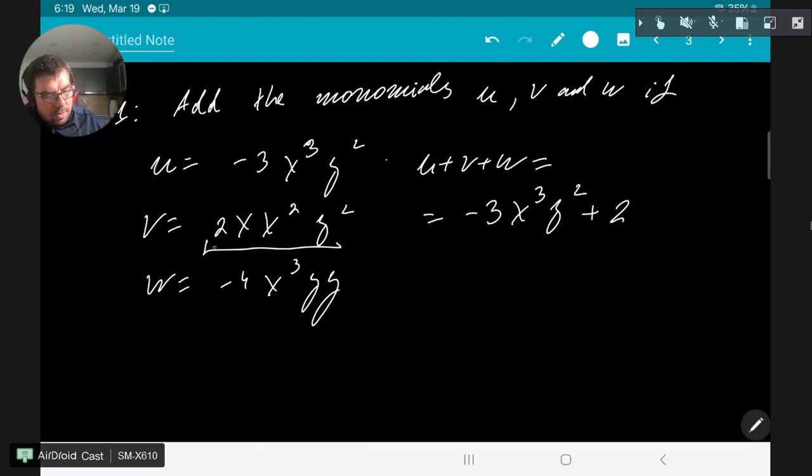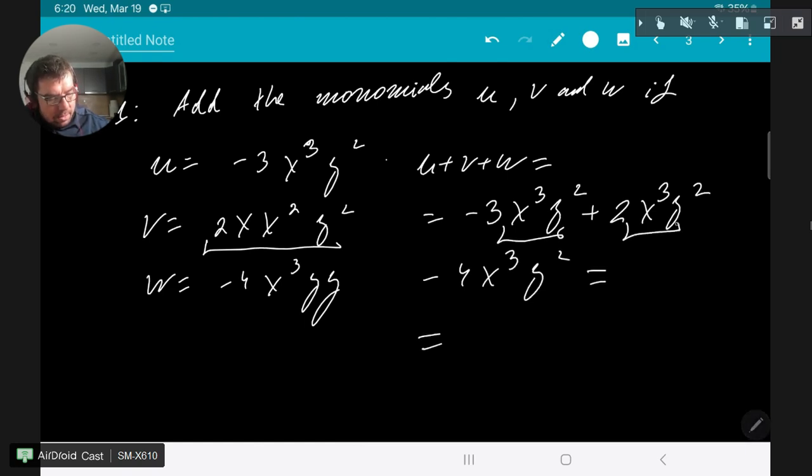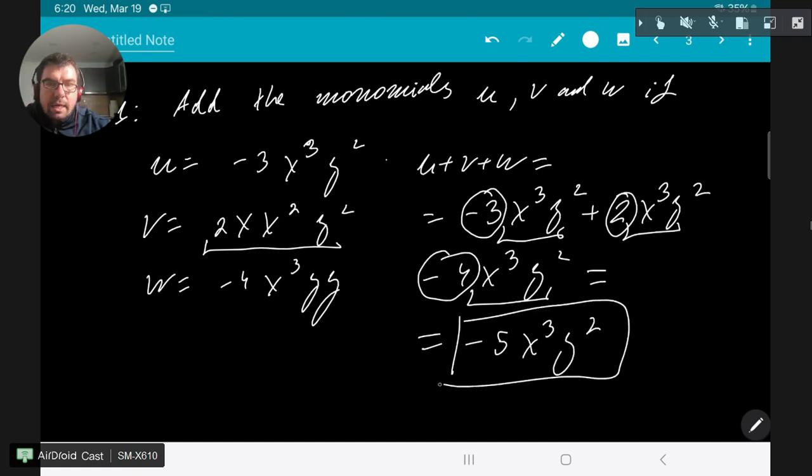It will become x to the power of 3, so 2x to the power of 3 y to the power of 2 minus 4x to the power of 3 y to the power of 2. Okay, and now I see that they're similar in all of them. The variables x to the power of 3 y to the power of 2 are identical. So what I do, I just add their coefficients here. Minus 3 minus 4 is minus 7, plus 2 is minus 5. So I get minus 5 x to the power of 3 y to the power of 2, and that's the answer. Okay, good.